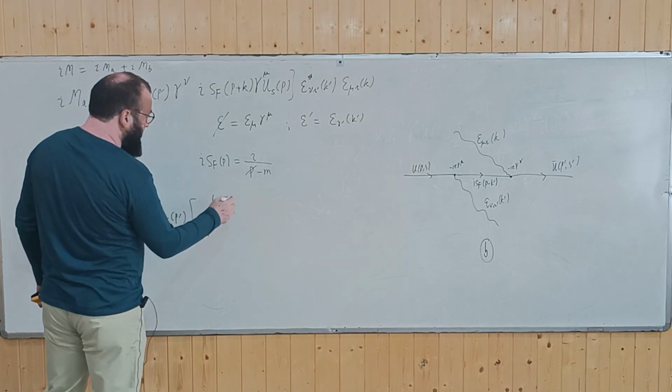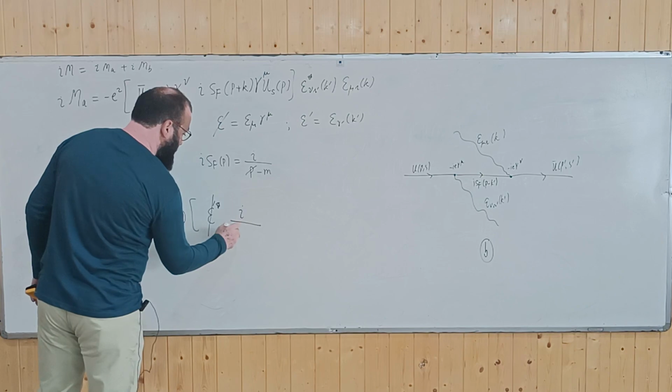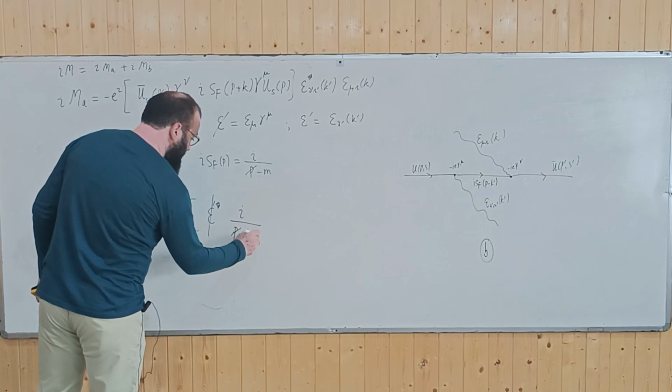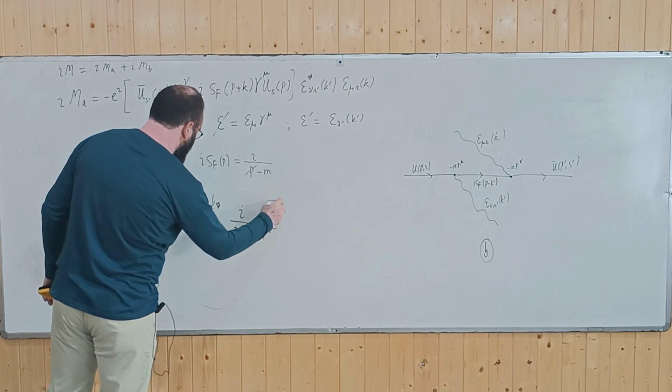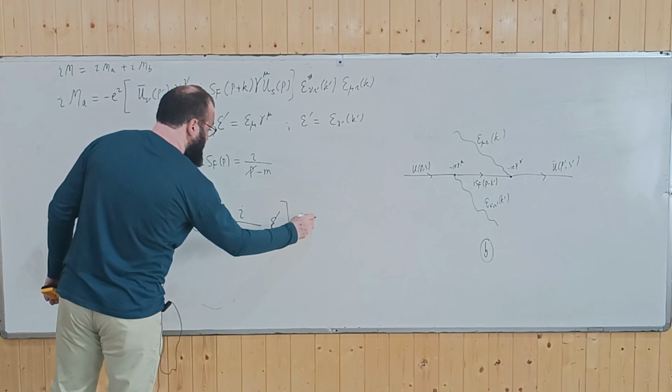So then what you are having is S_F, which is i divided by p-slash plus k-slash minus m. Then you are having this gamma mu, which will be simply epsilon slash. Then you have u.